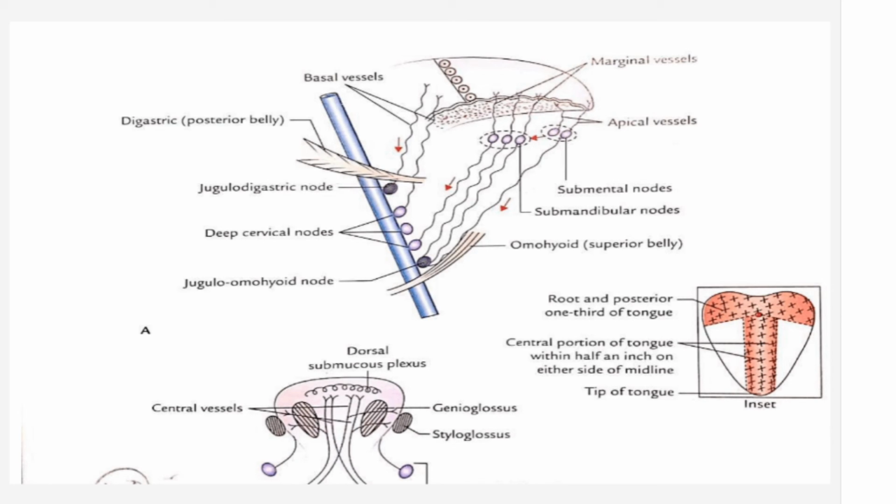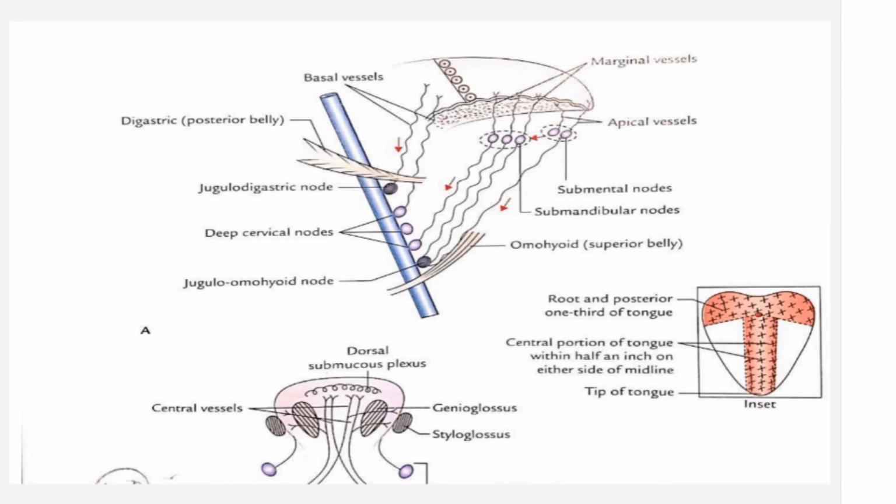Lymphatic drainage is done by the apical vessels and the marginal vessels, where the apical vessels drain the tip of the inferior surface of the tongue into the submandibular lymph nodes after piercing the mylohyoid muscle. Their efferents go to the submandibular nodes, and mainly some cross the hyoid bone to reach the jugulo-omohyoid nodes.